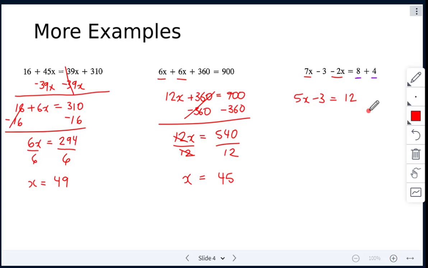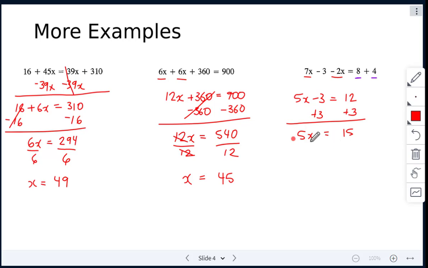All right, so once you've collected everything, now you can see it looks like a type 2 equation. So now we'll go ahead, do the opposite of minus 3, which is add 3, and we are left with 5x on the left side is equal to 15 on the right side. And that looks like a type 1 equation.